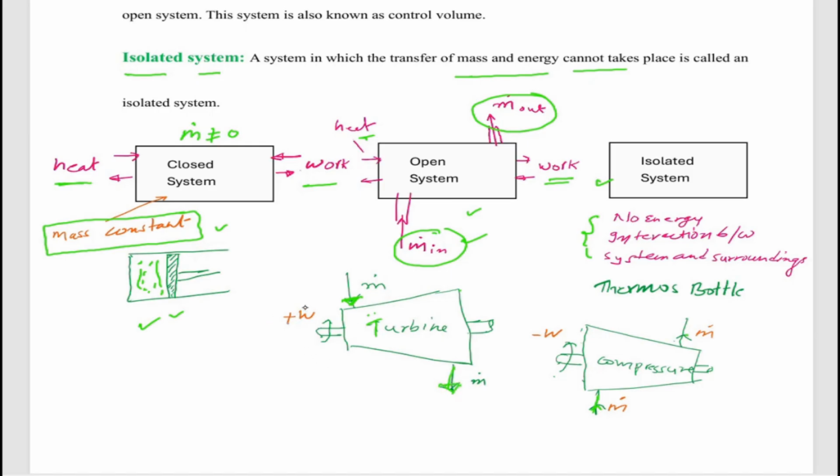In the turbine case we will get some work, and that is positive, because the work is done by the system. This system is doing work, so we will get positive work. But in the case of a compressor, we need to drive the compressor, so we need some energy. So work done on the system is taken as negative, right? The compressor is a work consuming device. So mass comes in and leaves from this compressor, right?